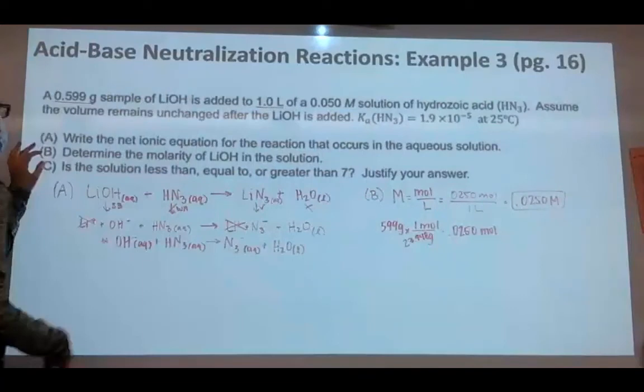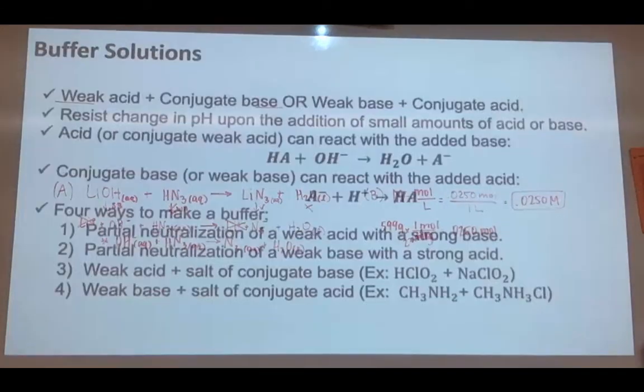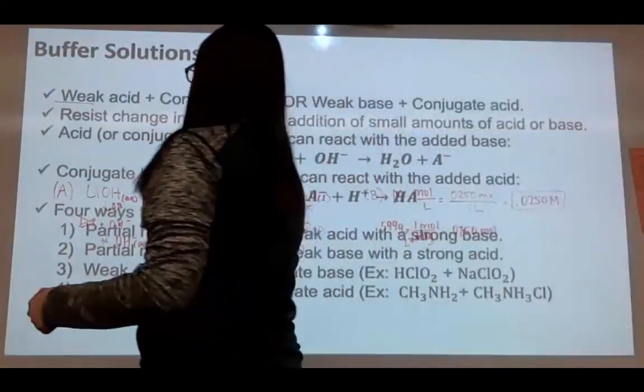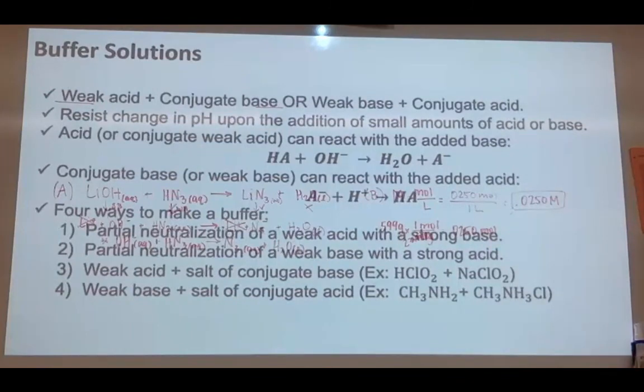So this was really to focus on the ionic equation. Showing how strong acids, strong bases, soluble salts break apart. Weak acids, weak bases stay together as molecules, even though they're aqueous. Solids, liquids, and gases stay together. We're going to talk more about buffer solutions on Monday. But what we actually made in the second example, when we had a weak acid and its conjugate base, was called a buffer.